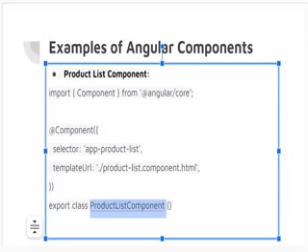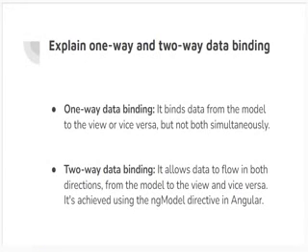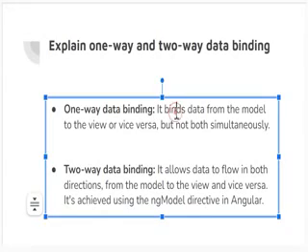Let's see the next question. Explain one-way and two-way data binding. I've already covered this in the previous question. One-way data binding binds data from the model to the view, or vice versa. It's only one way, so it's not simultaneous in both directions at the same time. It's either from model to view or from view to model. It can be from view to model or model to view, but it is one way at a time.